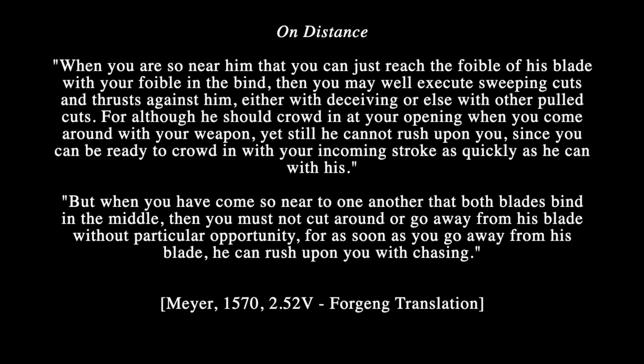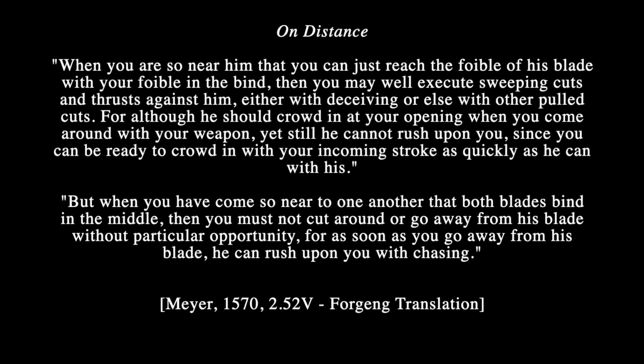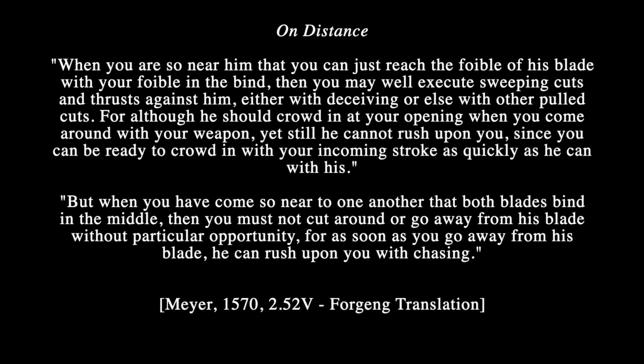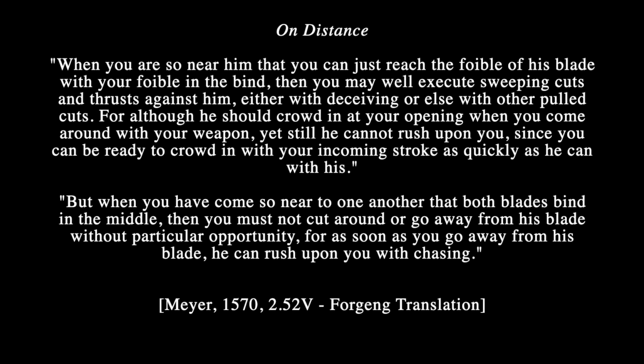Meyer addresses this when talking about two different distances of fencing. At the first distance, we are crossed at the tip of our blade with our opponent, and we are told we can perform high amplitude movements with sweeping deceptive actions. At the other, we're crossed further down the blade in the middle, and are told that we should never cut around with high amplitude actions unless we see a particular opportunity.